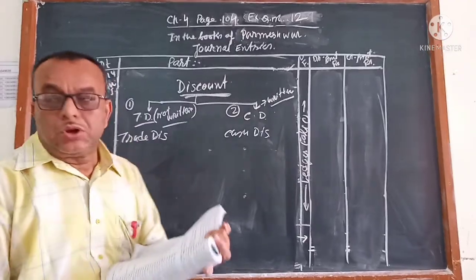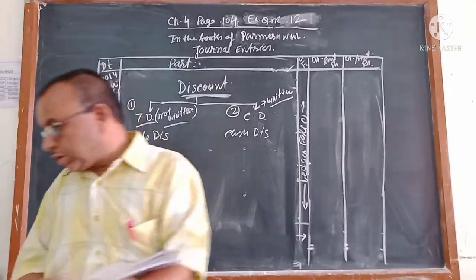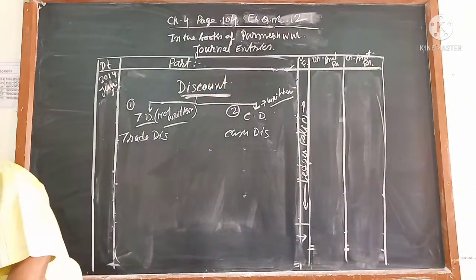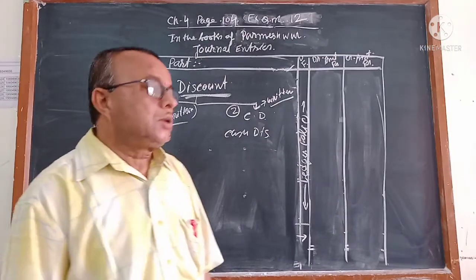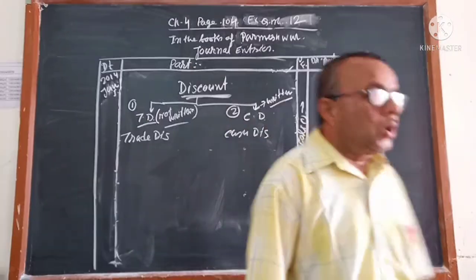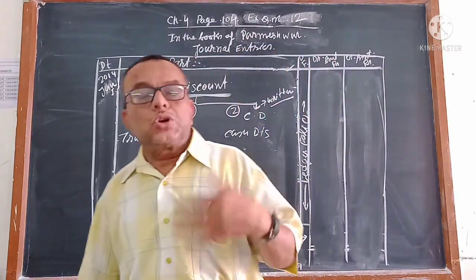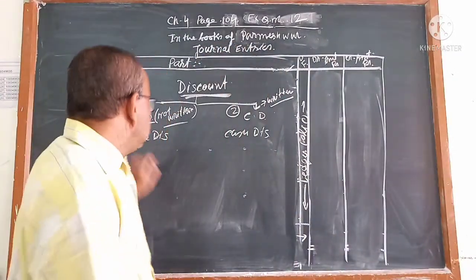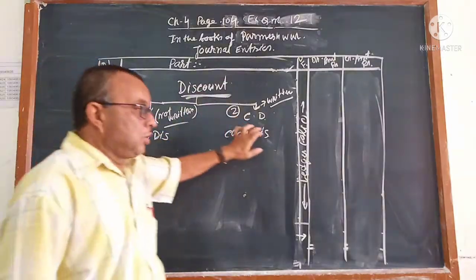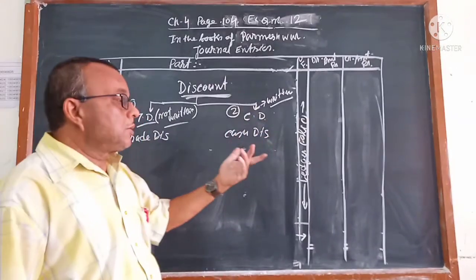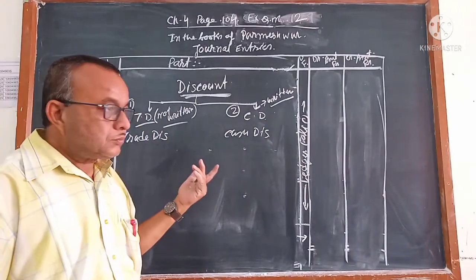Now let me explain what is called discount, what is called trade discount, what is called cash discount, which discount you will write and which discount you will not write. If both are given, which one will come first and which second. If both are given in the question, TD will come first, then CD will come second. If only one is given, then that one will come.